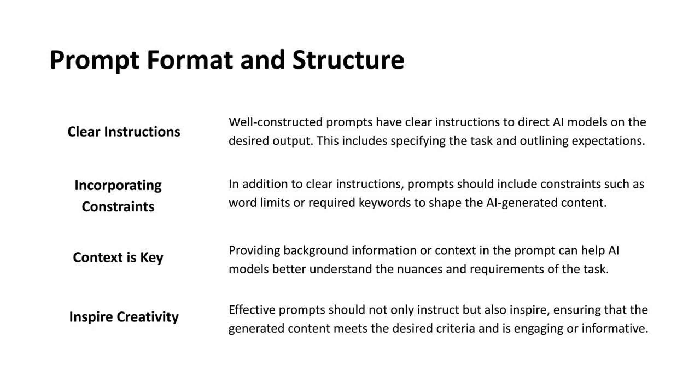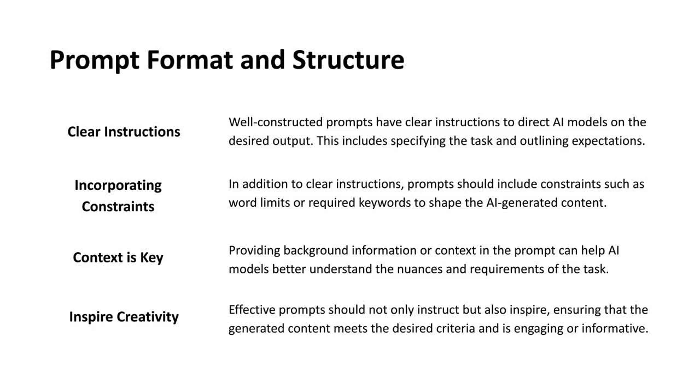The more specific you are, the better the generative AI will be able to understand your request. In addition to clear instructions, you should also incorporate constraints into your prompts. This can help to shape the output of the generative AI and ensure that it meets your needs. For example, you could specify a word limit, a desired tone or style, or required keywords. By including constraints, you can help the generative AI to generate content that is more relevant and useful to you.